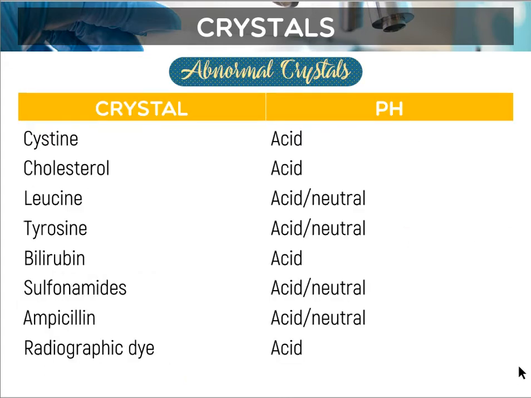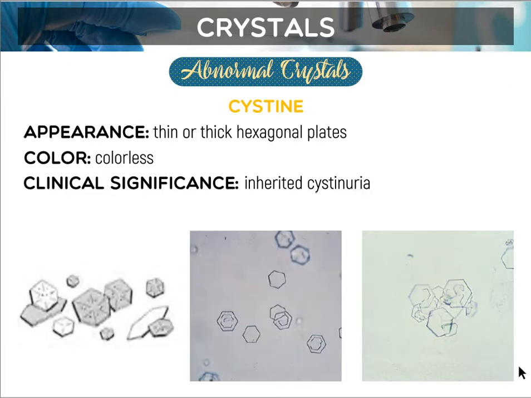So next we have your abnormal crystals, okay? So as you can see here, ang pH niya acid jud. If dili man gani acid, neutral, wala jud alkaline, okay? So first we have your cystine, okay? So this cystine, its appearance is thin or thick hexagonal plates, colorless pud siya.